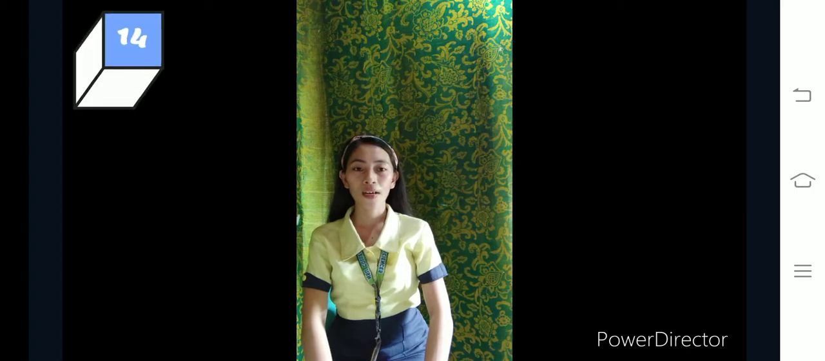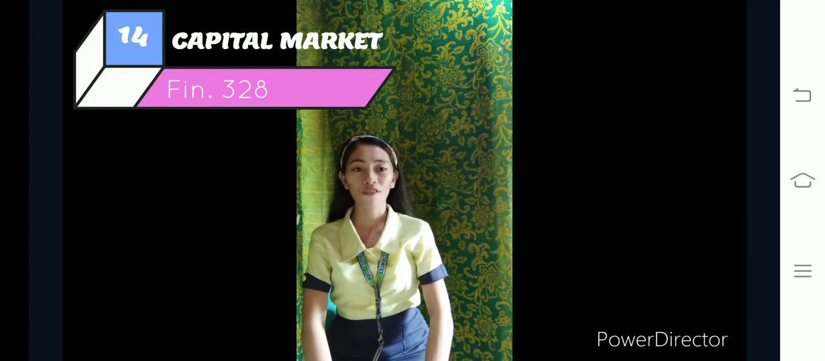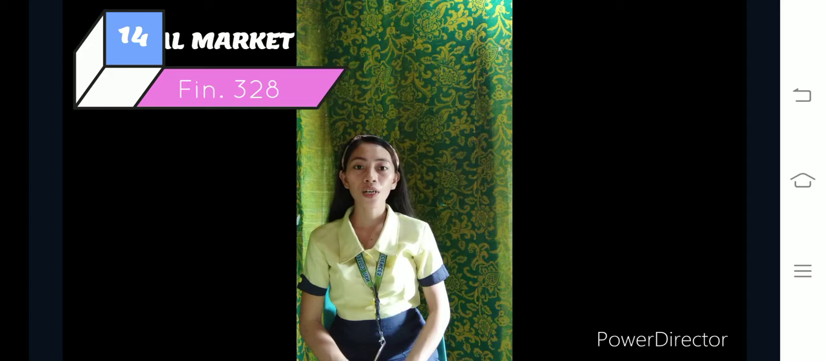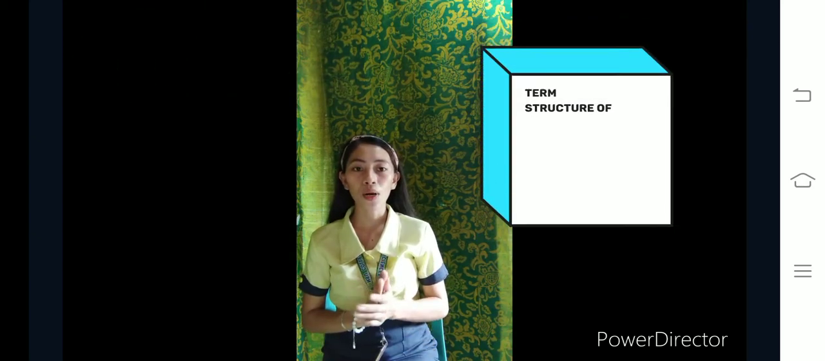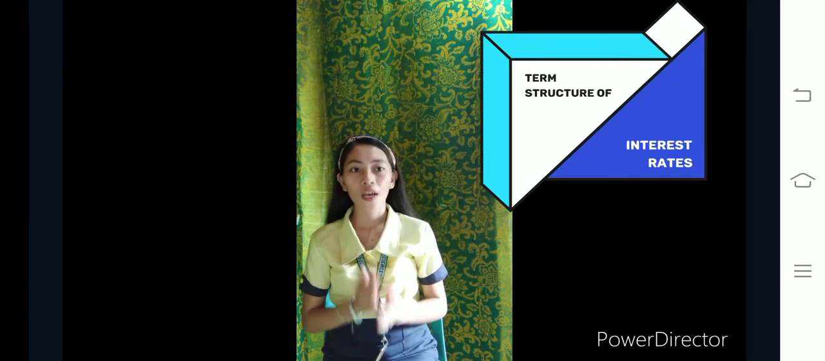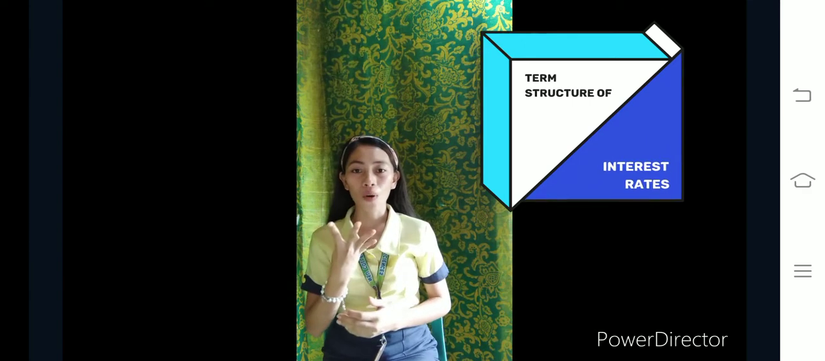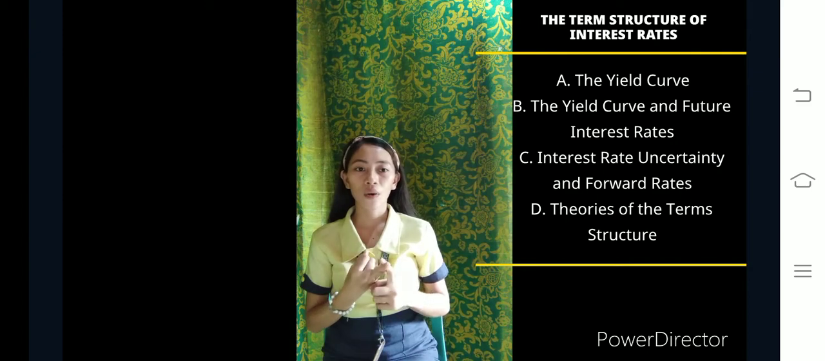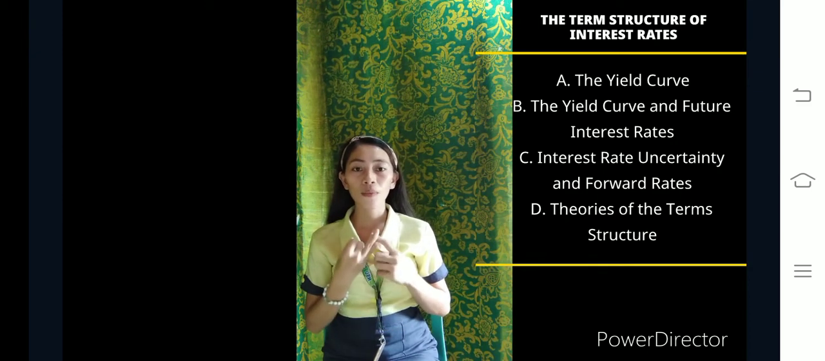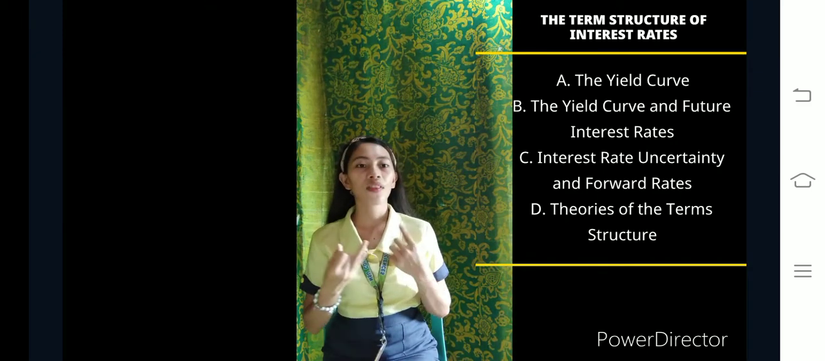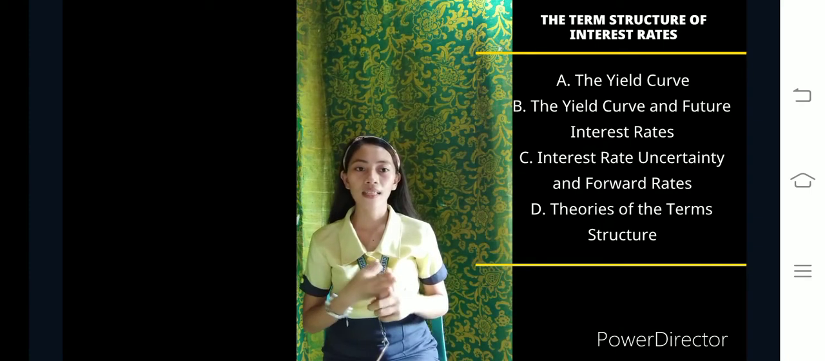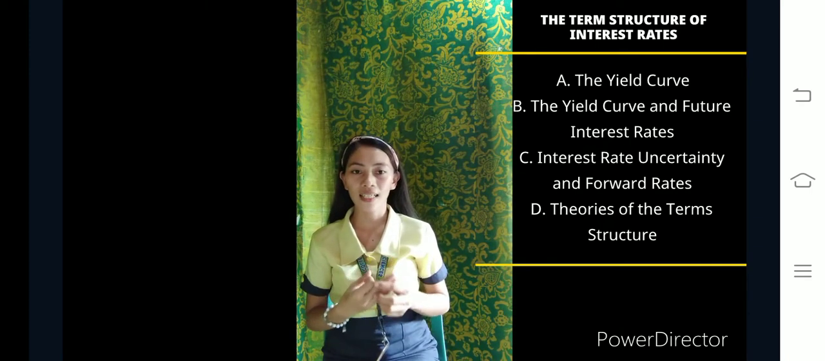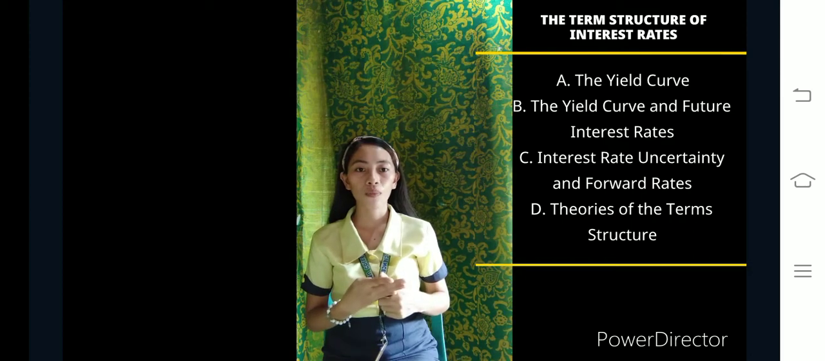In the course Capital Market, we are now already in chapter 14. In this chapter, we will be going to discuss the term structure of interest rates. This topic is composed of four subtopics, namely the yield curve and future interest rates that will be discussed by yours truly. And the third one is interest rates that will be discussed by Kuya Alden Casalhay. And the last topic would be about theories of the structure that will be discussed by Ate Helen Mokor.